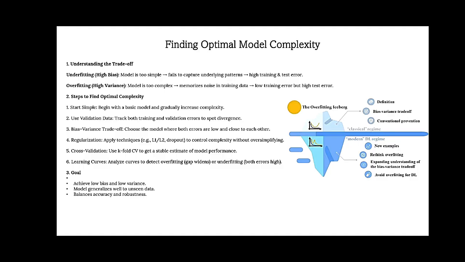The steps to find the optimal complexity are: at first we start simple, then use validation data to track training and validation error, and then find where both errors are low and close, which is the sweet spot in the bias-variance trade-off. Then apply regularization to control complexity. Then use cross-validation for a stable performance estimate.